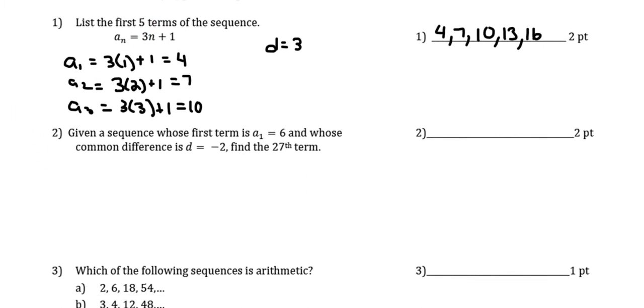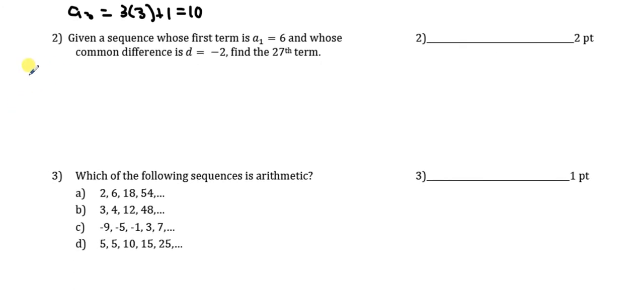All right, problem number 2. This is also an arithmetic sequence, so formula number 1 on our note sheet. A1 is 6, D is negative 2. So find the 27th term.